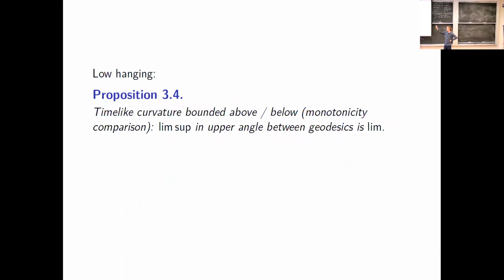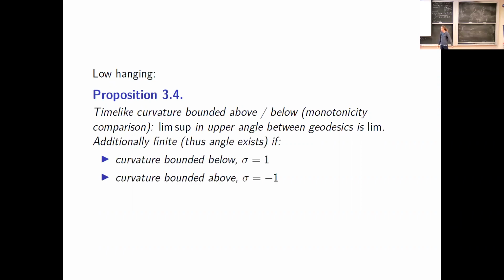Okay, what is nice is theta is precisely what one needs to define angles. So if it's monotonous, the lim sup is automatically a limit. And well, it's automatically finite in one of the cases. The sign is meddling with it because the monotonicity comparison had a sign, the angles didn't have one.